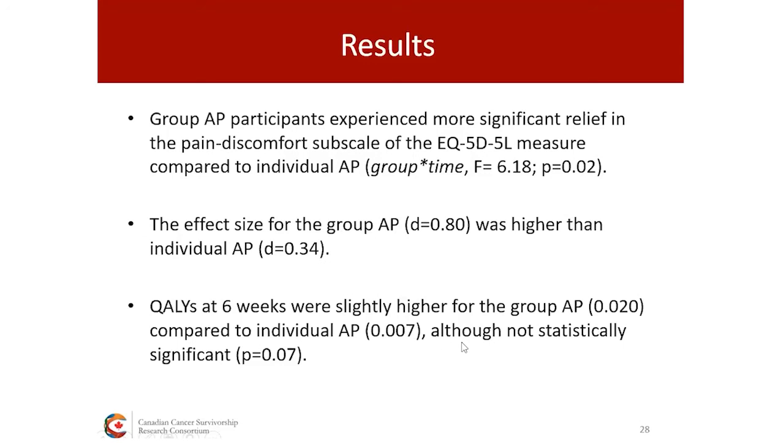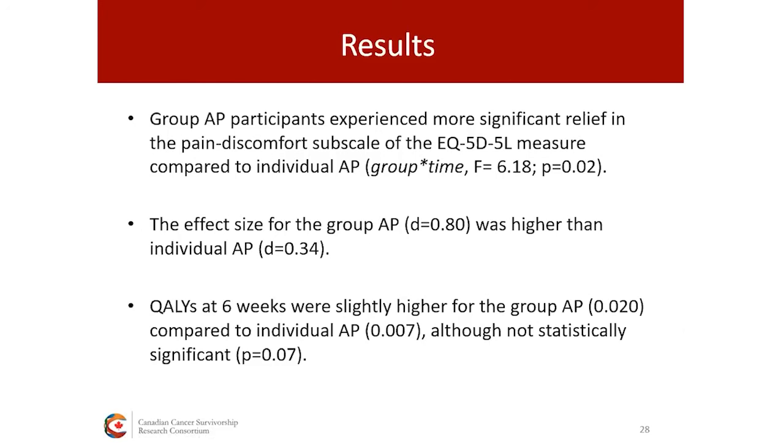So we can see here that the increment in quality adjusted life years was greater in the group arm compared to the individual arm. However, it wasn't statistically significant. So we can say with some confidence that the quality adjusted life years were similar across both group and individual arms.